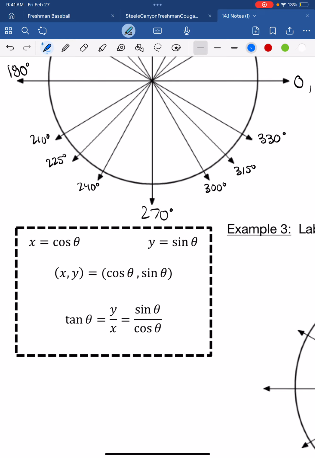Coordinates, of course, meaning an x comma y, something like that. What we're going to see here is that our x value represents cosine and our y value represents sine, as it says right up above, right here.